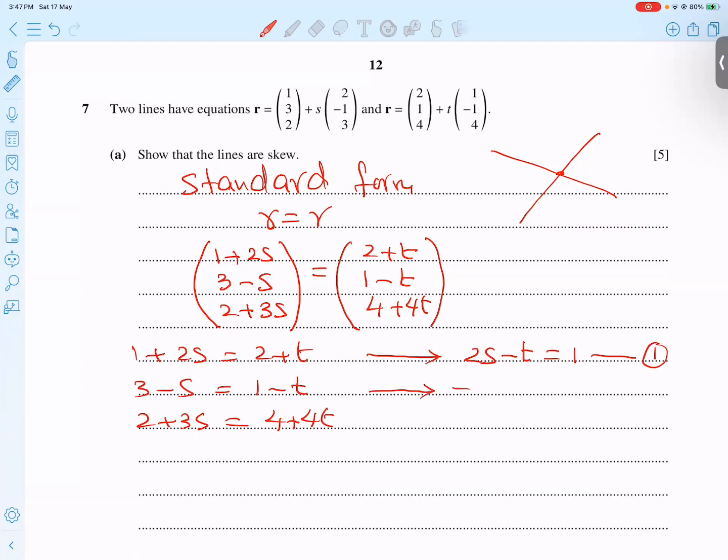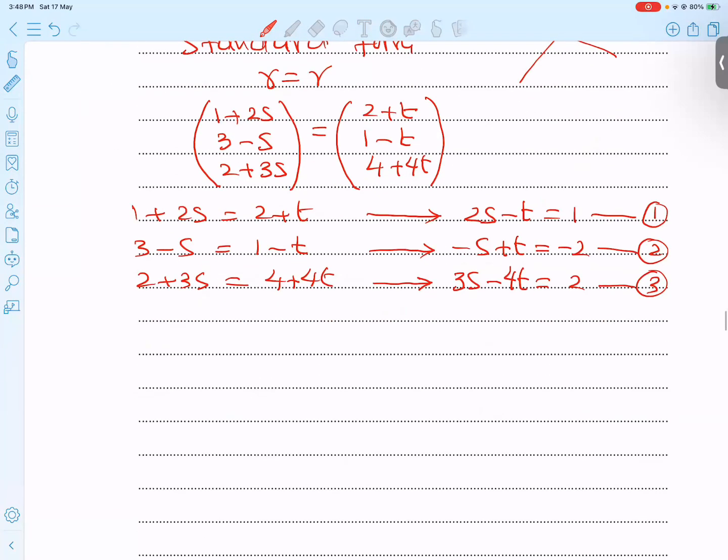So minus S plus T is equal to negative 2. Third equation, I am writing 3S minus 4T is equal to 2. Let me recheck. There's a negative 2, this is positive 2, and this is a 1. So I got 3 equations. I will take any 2 equations from here, any 2, and solve them simultaneously. I use 1 and 2.